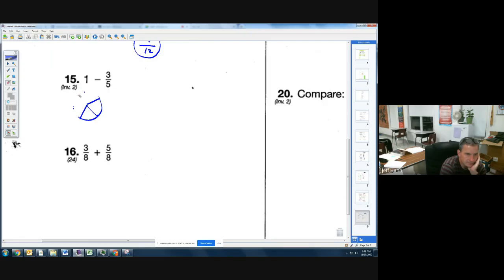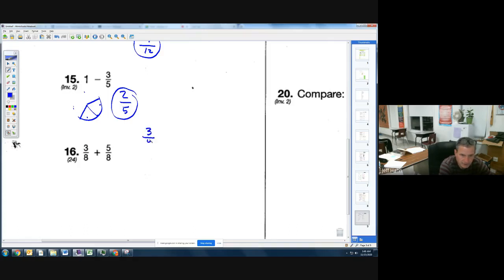I'm going to get it erased eventually. I am left with 2/5. Just 2/5. Problem 16, another fraction problem.